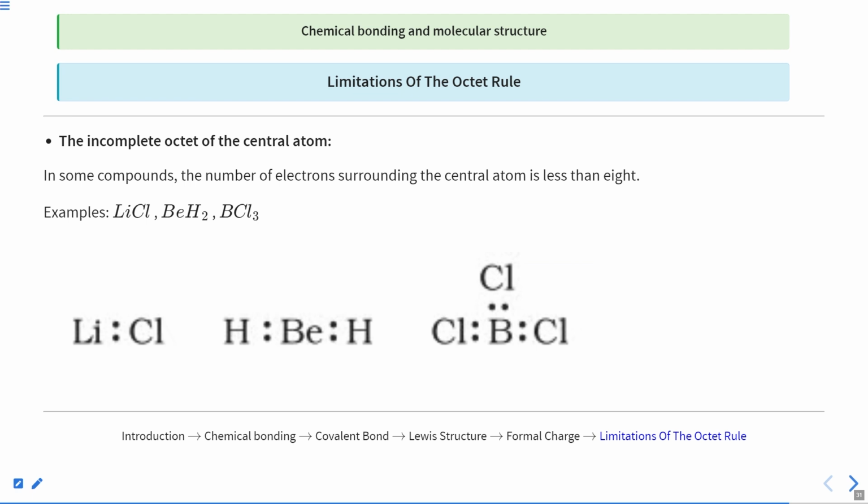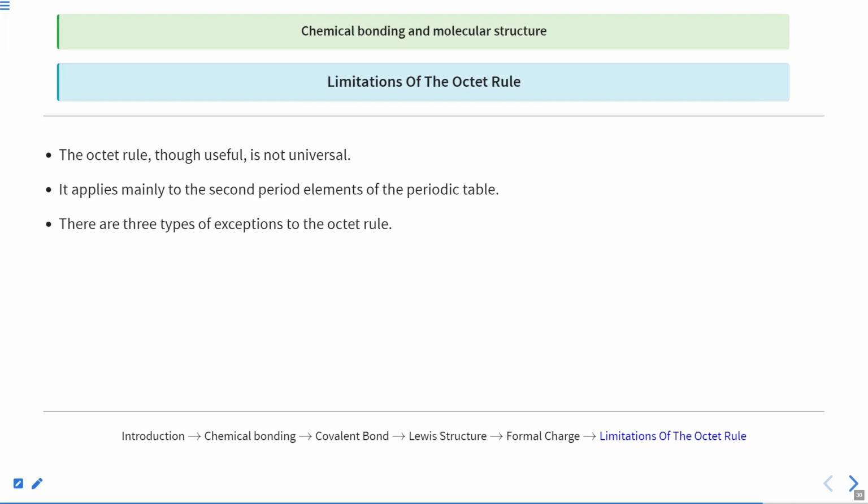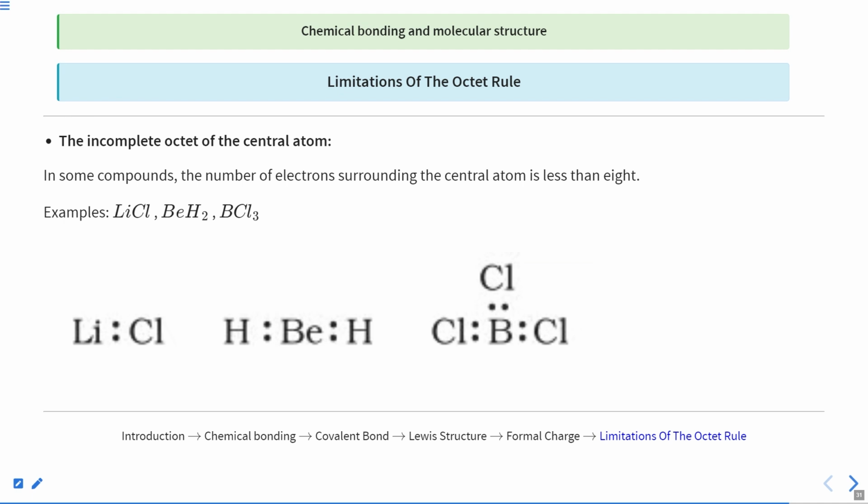So there are really 3 exceptions to the octet rule. First, we are talking about the limitations of the octet rule. In some compounds, the number of electrons surrounding the central atom is less than 8. So here are 3 examples of those.